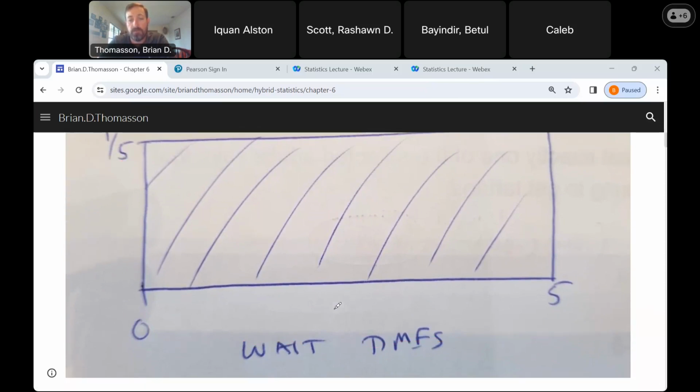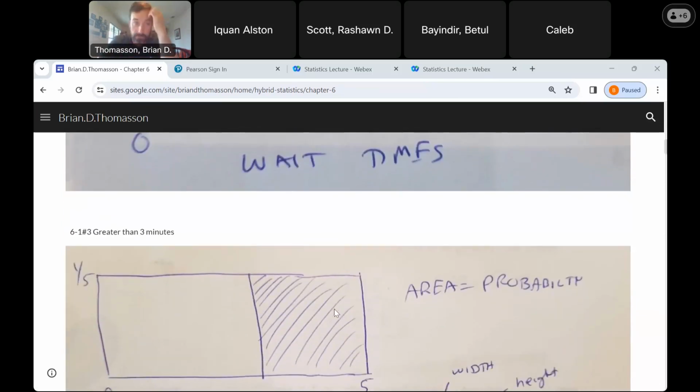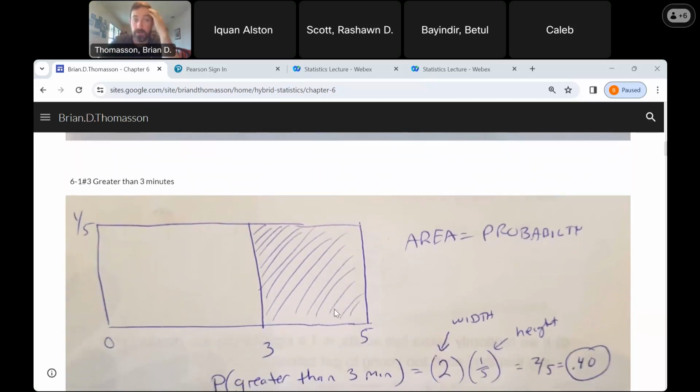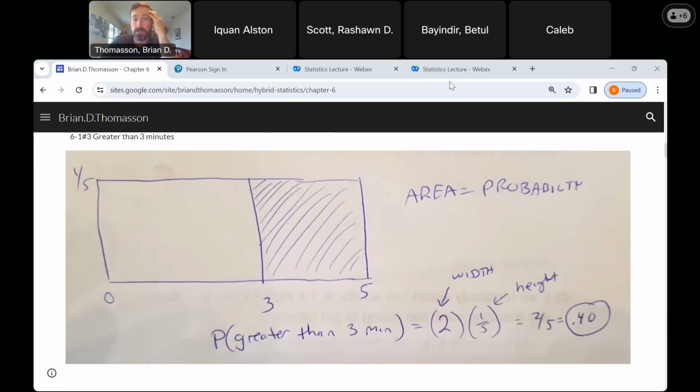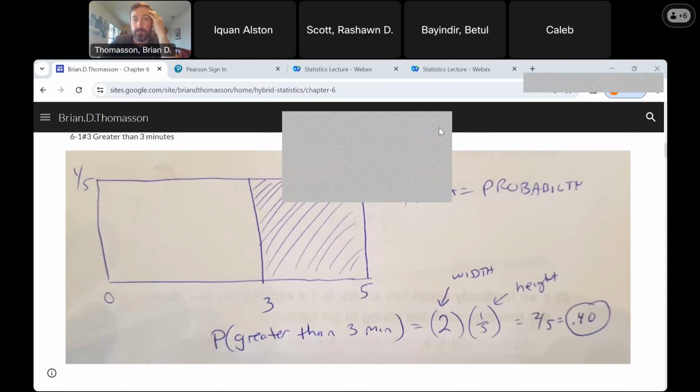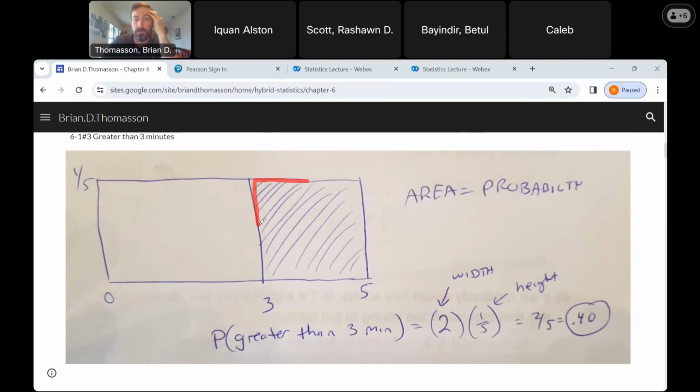Now, what we're looking for in this particular problem, in this number 3, it says find the probability of greater than 3 minutes. So we're trying to find this shaded region here of more than 3 minutes.